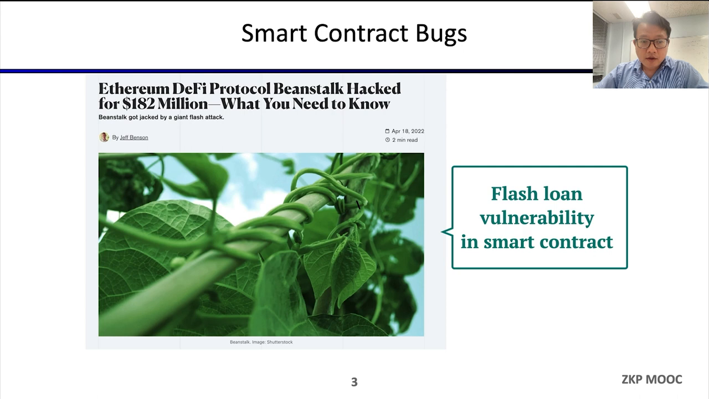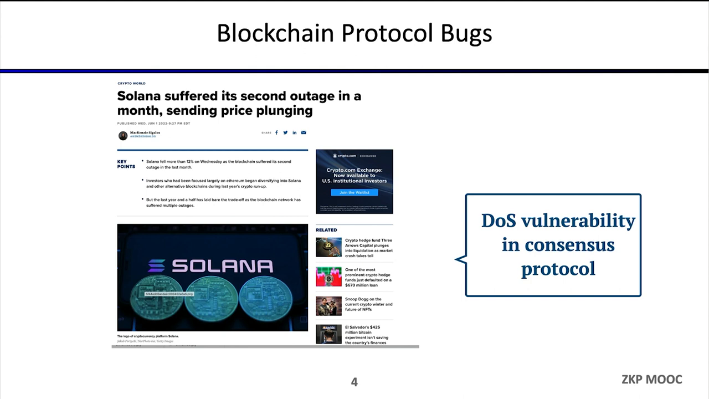To attach some numbers to this claim, for instance, a flash loan vulnerability that happened last April in the Beanstalk protocol resulted in $182 million worth of cryptocurrency being stolen. And denial of service vulnerabilities in the Solana protocol resulted in a widespread network outage, causing the Solana price to drop substantially within even a single day.